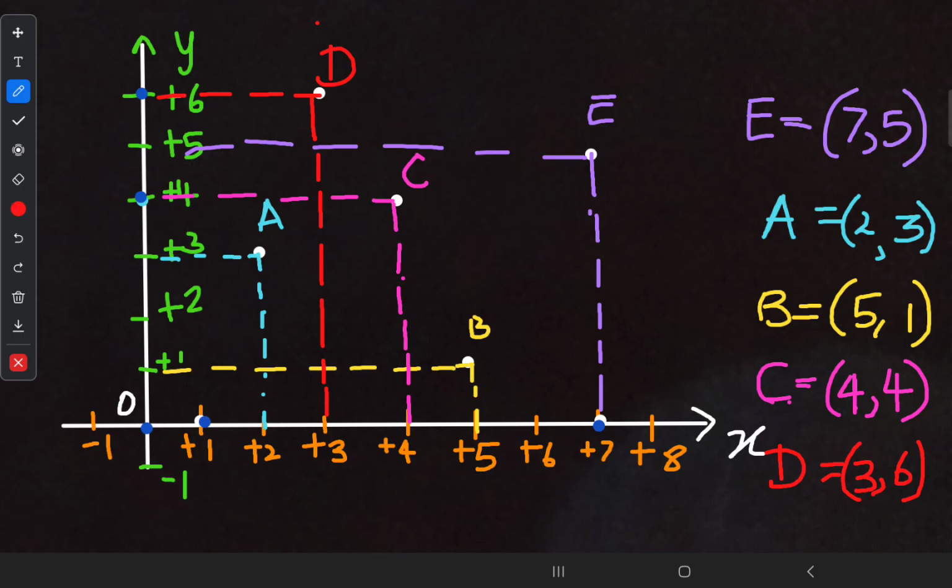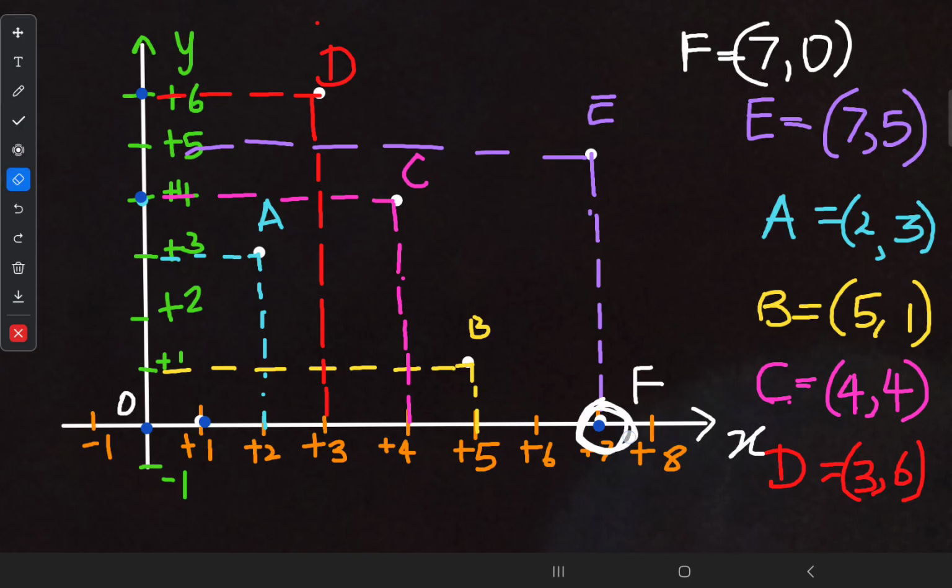Here there are some values indicated. I marked a point here. We can name it F. To find the coordinate of F, in the x-axis, when we draw a line, this is going through number 7. In the y-axis, if any point is located on the x-axis, its y coordinate should be 0, because there is no y coordinate for here.